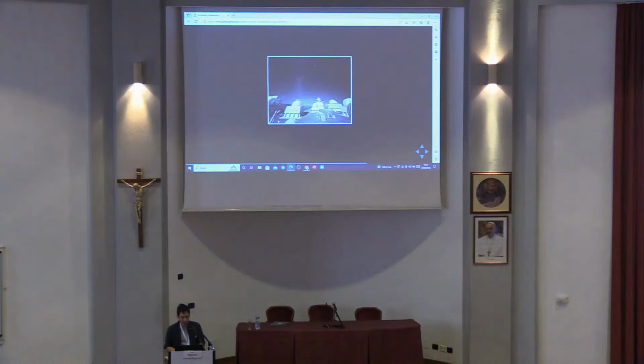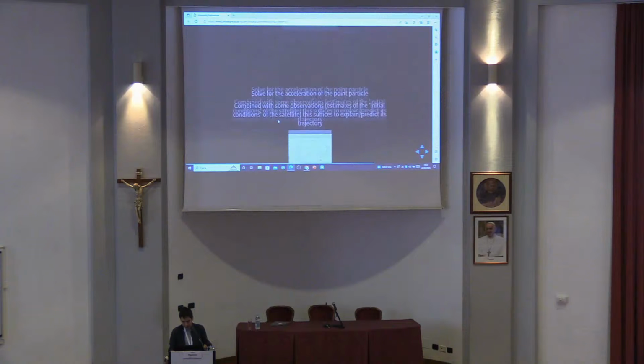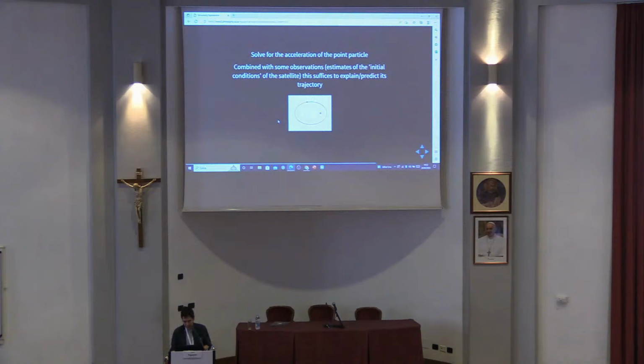So again, let's go back to the example of trying to predict or trying to explain the trajectory of the satellite across the night sky. So you recall the way that I set it up is that you construct a model where you assume that the Earth is a fixed perfect sphere, the satellite is a point mass which is significantly far from the sphere, and you calculate the gravitational potential of the system. Once you've done that, you can solve for acceleration. Once you combine some initial conditions into that, you can solve for the trajectory. Like I spell out here.